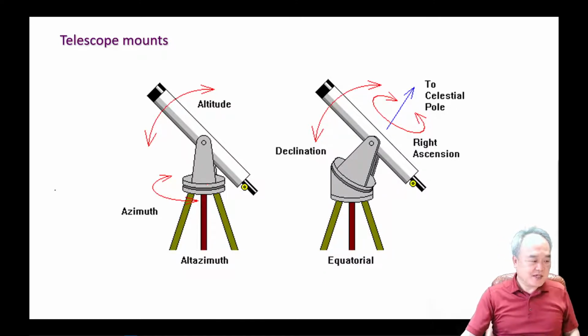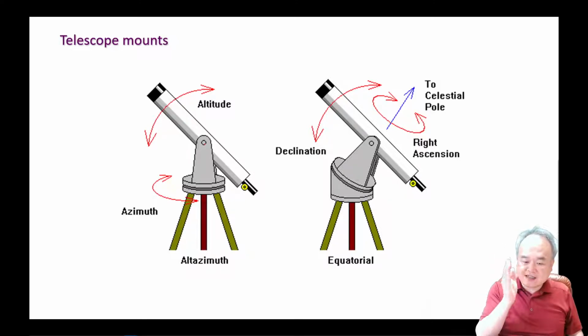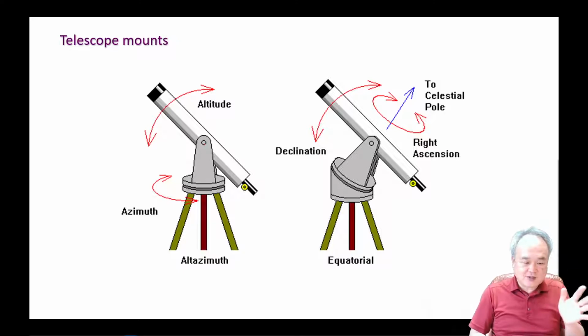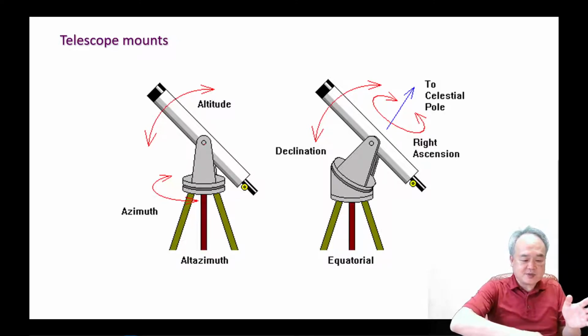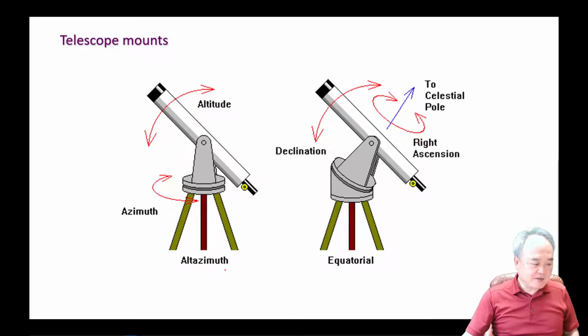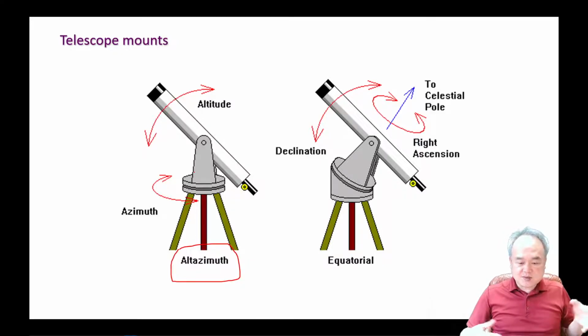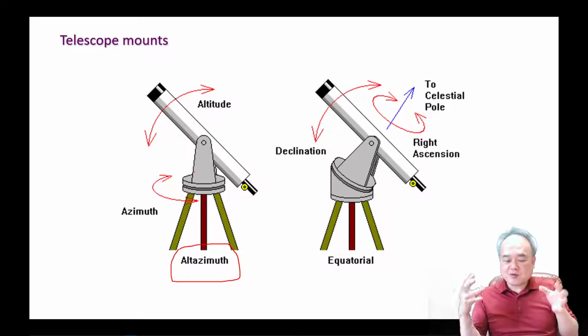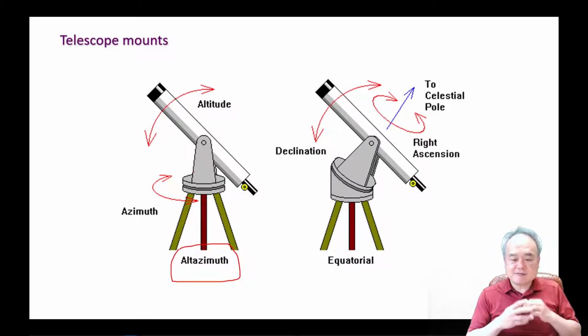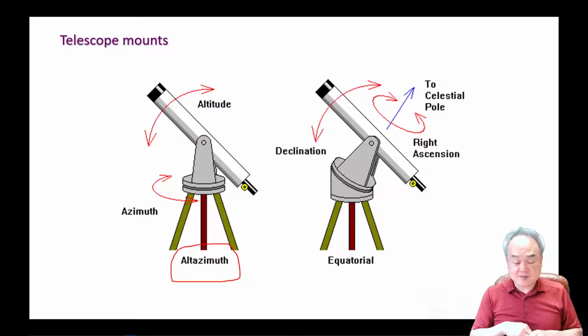In such a way that one angle controls the altitude of the telescope pointing, and the other one is azimuth. This type of mounting system is known as alt-azimuth or horizontal mounting system. This is simple, so most of the hobby-type small reflective and refractive telescopes were historically mounted on this alt-azimuth mounting system.